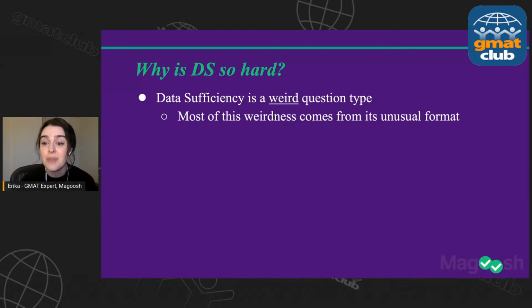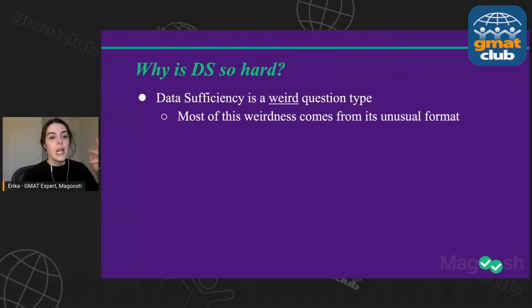Snoopy's123 says not challenging, but the hard ones can be time consuming. Yeah, absolutely. Data sufficiency can take time, especially if we don't have our strategy totally locked in. If we're approaching each one differently, we can get caught up in a lot of mistakes that eat time.